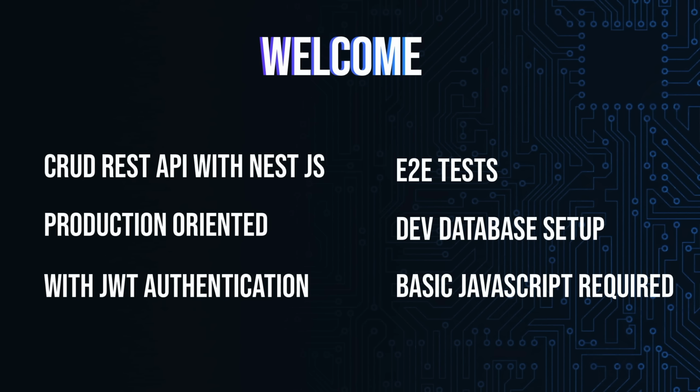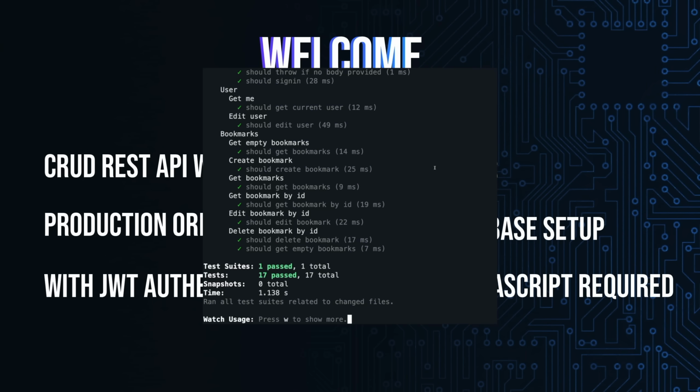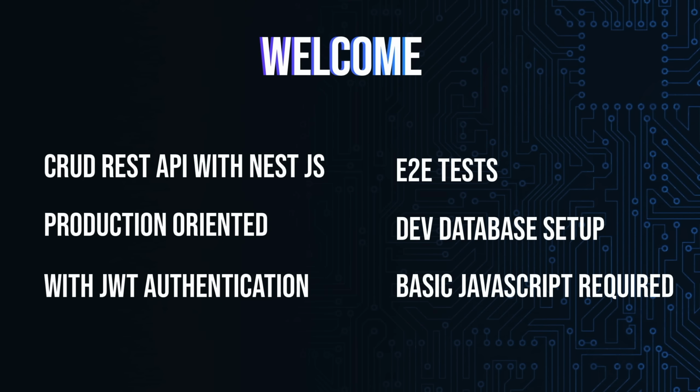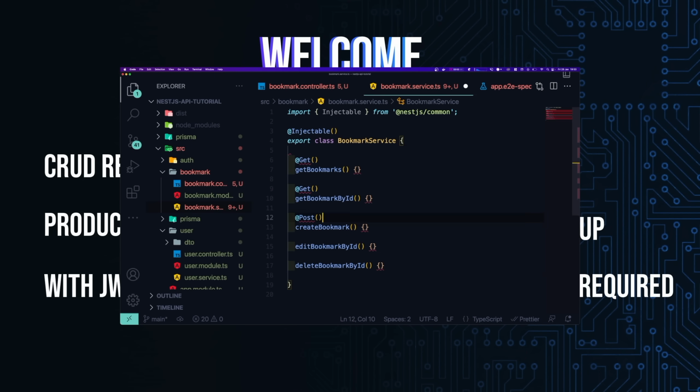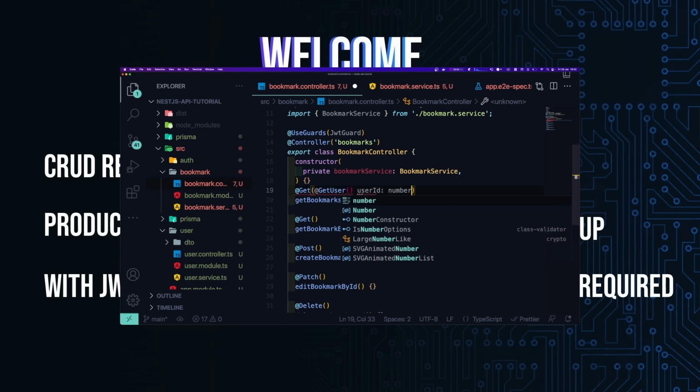In this course, we are going to build a CRUD REST API with NestJs. Our goal is to build something as close as possible to a production app. We will implement authentication, end-to-end tests, and we will work with relational databases as well as with a modern development ORM such as Prisma. My teaching style is very hands-on. I'm a firm believer that you only learn by doing.